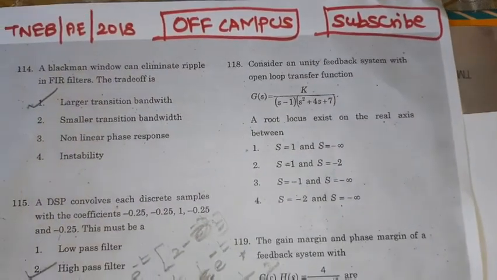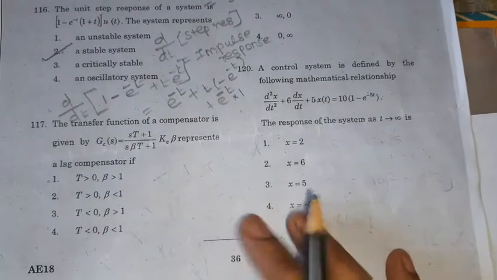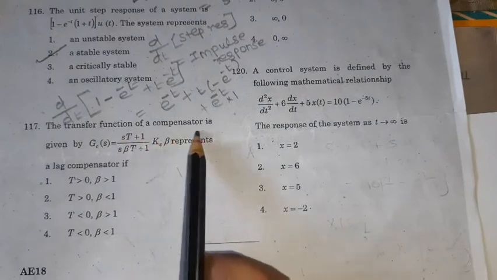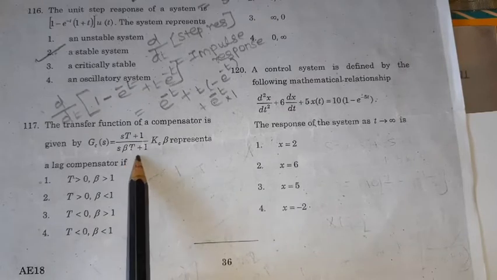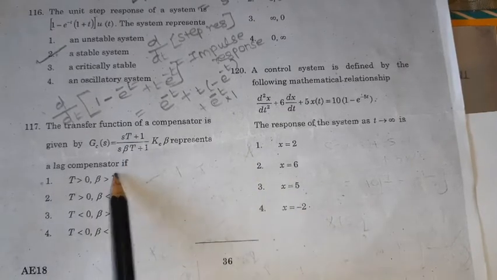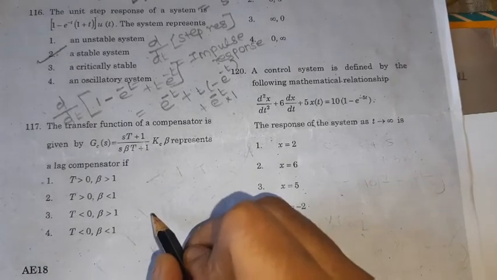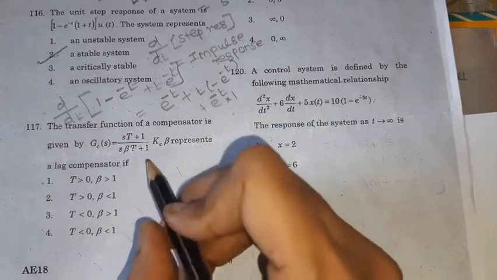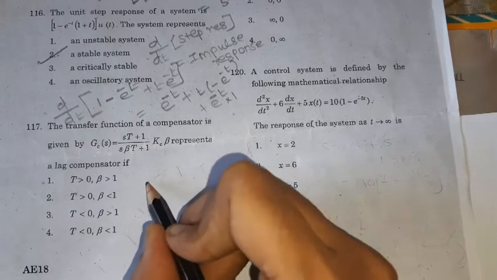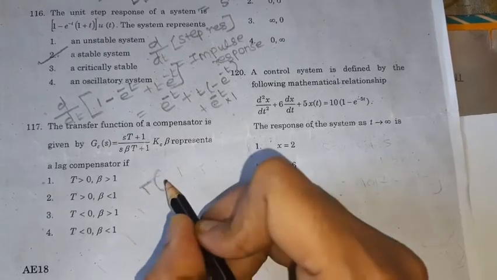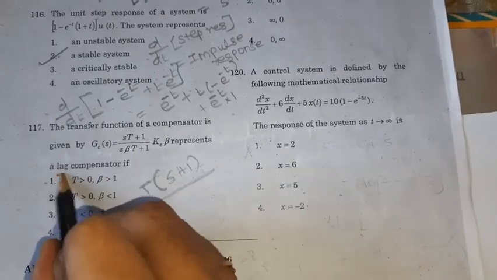Next, move on to the question 117. The transfer function of a compensator is given by GC of s equal to (sT plus 1) divided by (s beta T plus 1), times Kc. Beta represents a lag compensator if the transfer function GC of s is given as Kc, some constant, into (sT plus 1) divided by, taking T outside, s plus 1 divided by something, given as lag compensation.